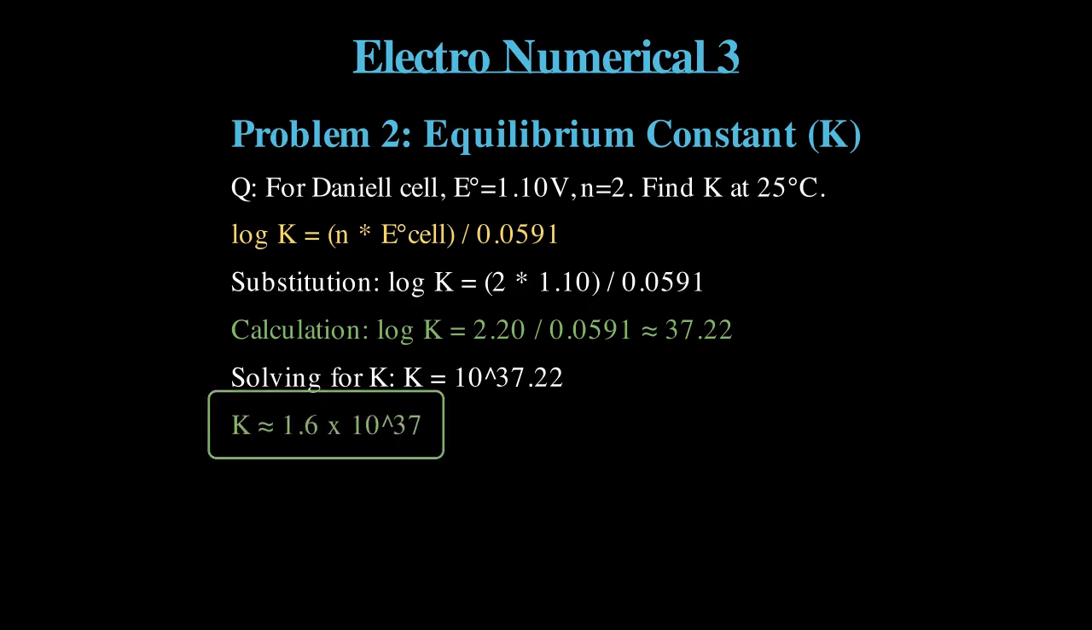What does this huge value for K tell us? It means the Daniell cell reaction goes essentially to completion. At equilibrium, almost all reactants have become products.